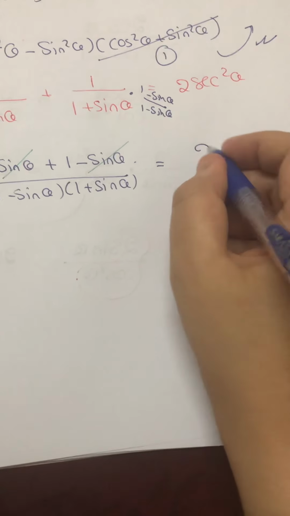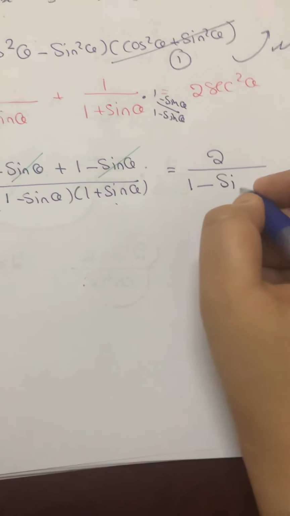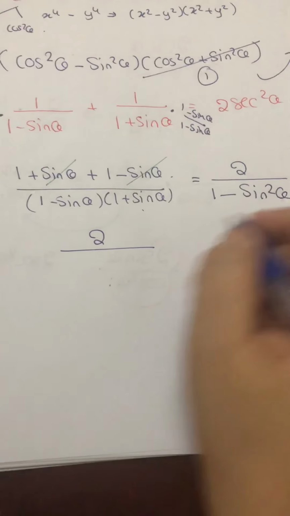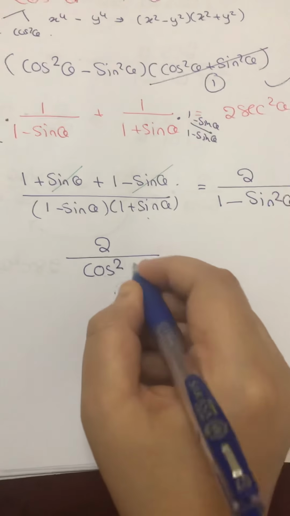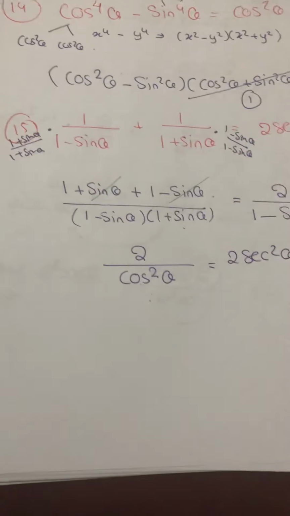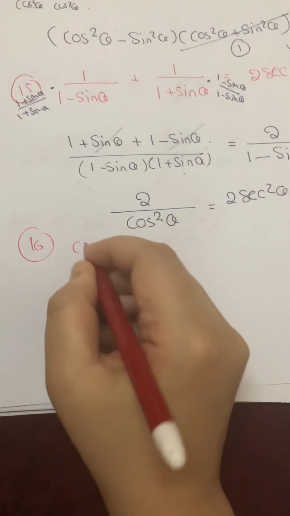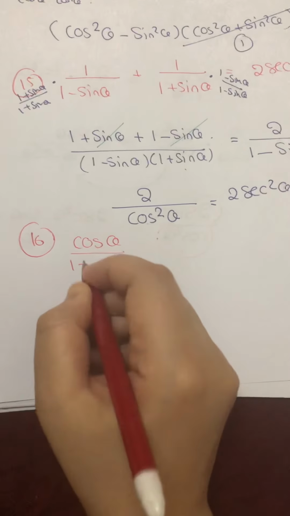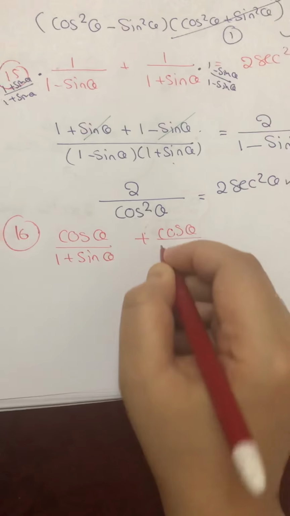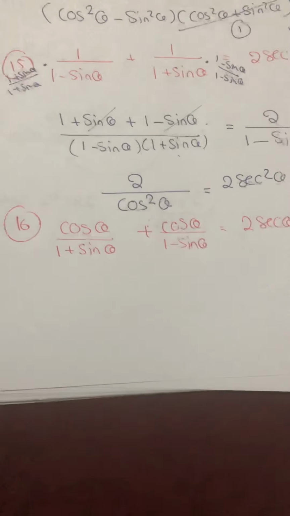Okay, 2 over, if I distribute these, it's a difference of squares, 1 minus sine squared theta. So 2 over 1 minus sine squared theta, by the Pythagorean identity, is cosine squared theta, which is 2 sec squared theta, and you're done. Question number 16: cosine theta over 1 plus sine theta plus cosine theta over 1 minus sine theta is equal to 2 sec theta.